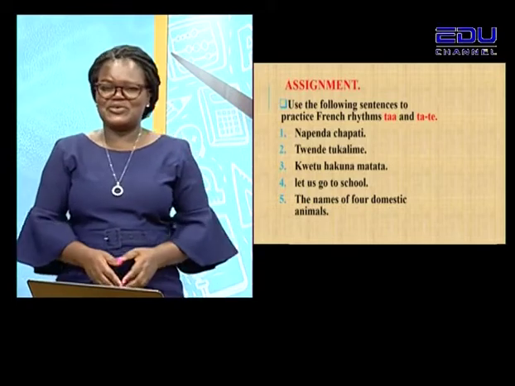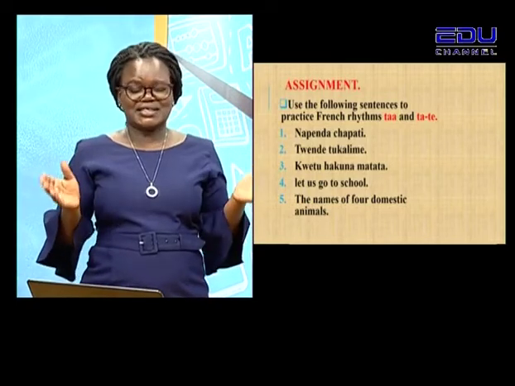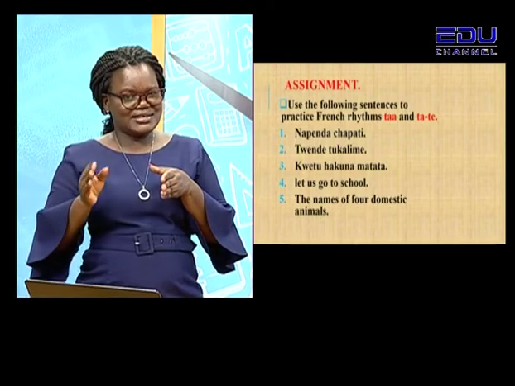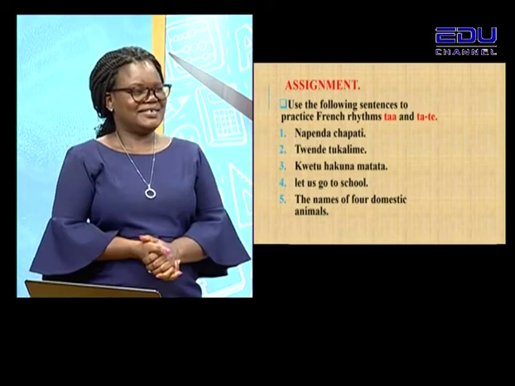Now I have an assignment for you. I hope you have a book and a pen. Write down, use the following sentences to practice French rhythms, ta and tate. Number one, napenda chapati. I know you love chapati, so write down napenda chapati. Number two, twende tu kalime. Number three, kwetu hakuna matata. See, that one is easy. Then number four, let us go to school. And finally, the names of four domestic animals. And you know, after writing this, what do you do? You write ta, tate. Okay, we interpret it. Exactly.